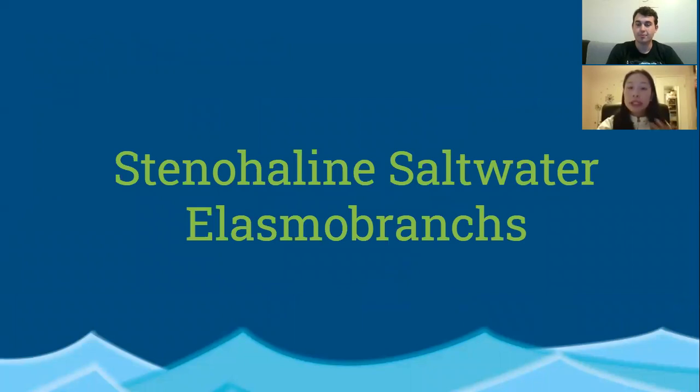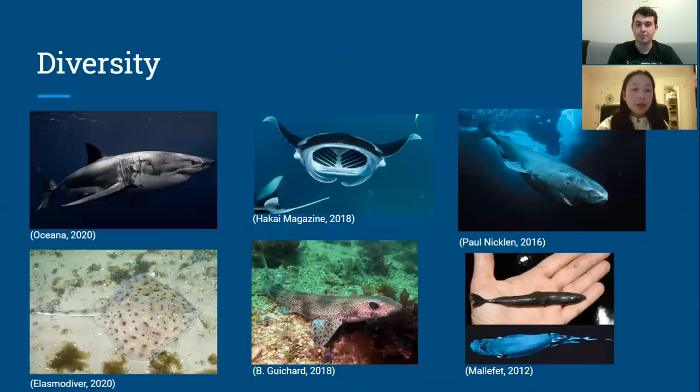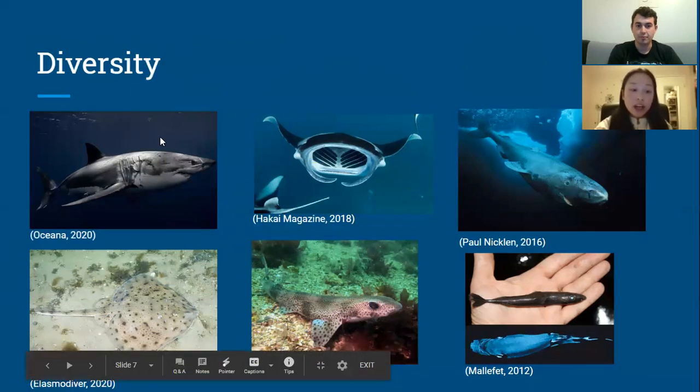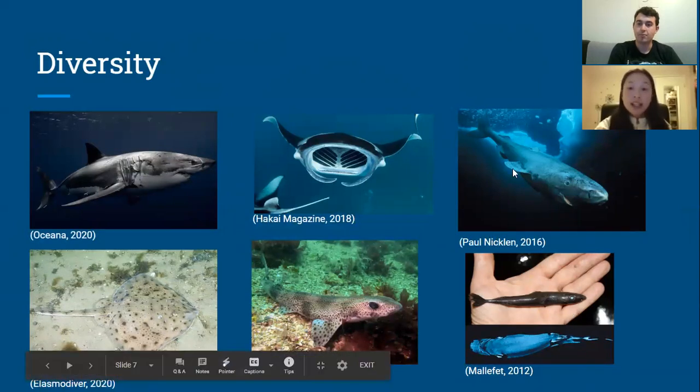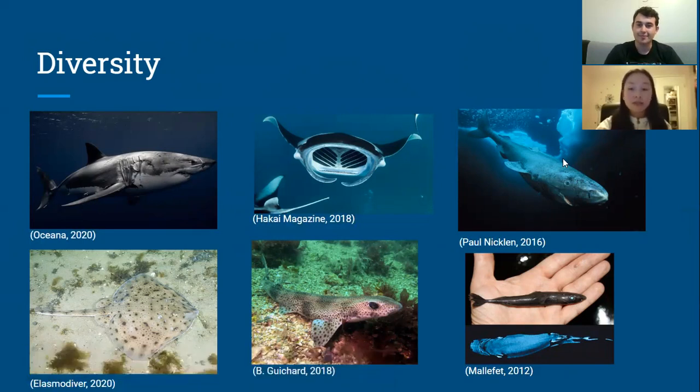So first we'll be focusing on stenohaline saltwater elasmobranchs, and just a reminder, these guys are the ones that take up 95% of the 1,000 species. So this slide is to point out how much diversity there is. So here we have the great white shark, we have the manta ray, the Greenland shark, we have the little skate, we have the small spotted cat shark, and the small eye pygmy shark. And a fun fact is that the Greenland shark right here is actually the longest living vertebrate, so that's pretty cool.